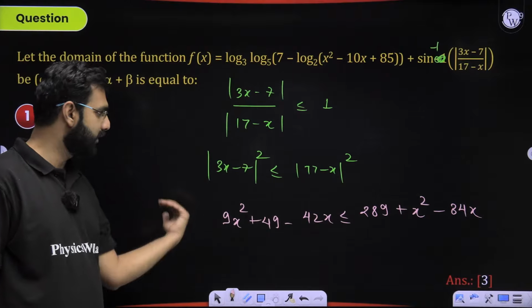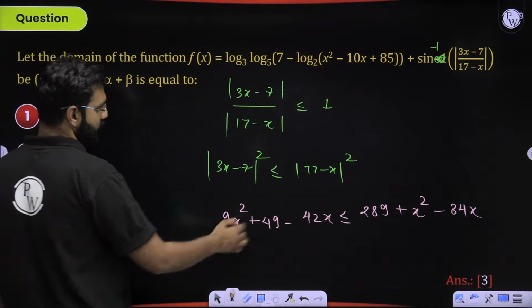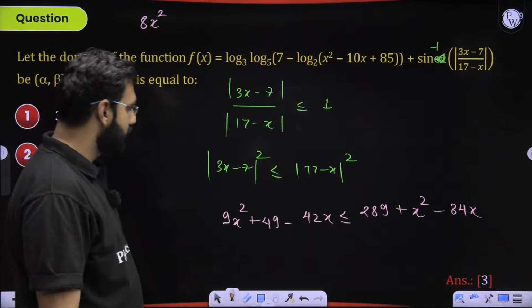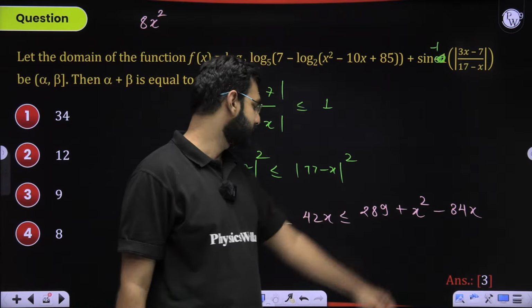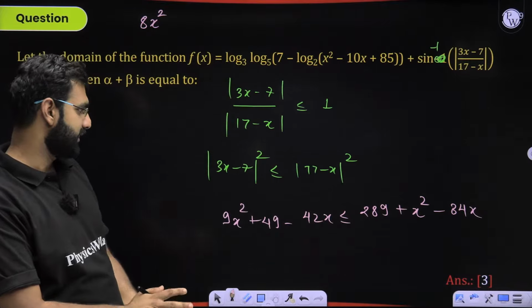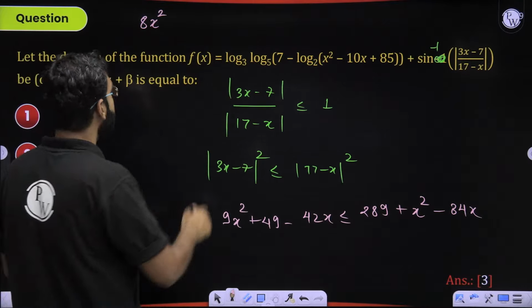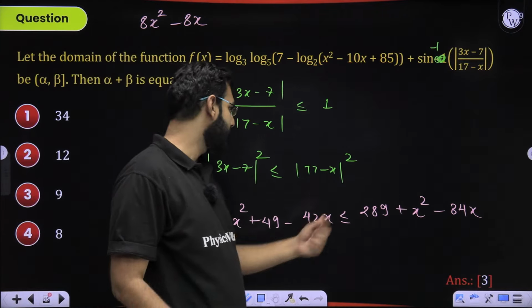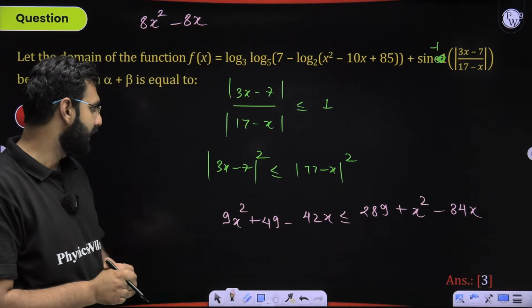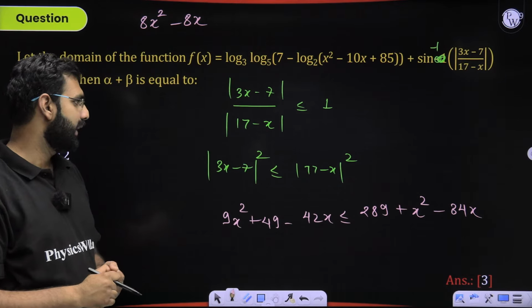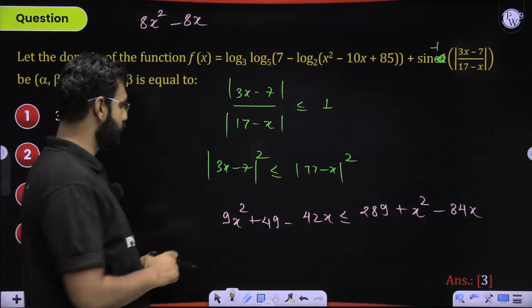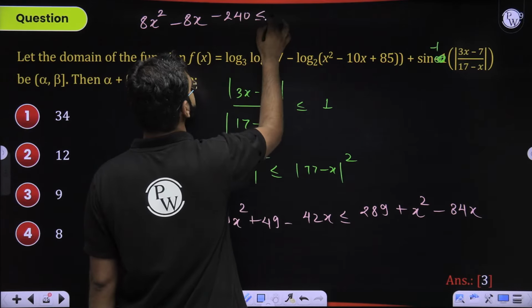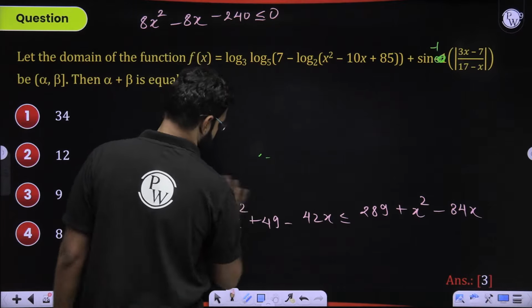Now, if I take everything on this side, 9x squared minus x squared will be 8x squared. Then the term with x, minus 42 plus 34, so 34 plus 6 is 40 plus 2, that is 8. So it should be minus 8x. Then 49 and 289, so 280 and 40, how much is that? 240. So it should be minus 240, and that should be less than or equal to 0. Did you all understand that part? Can I move ahead from here?